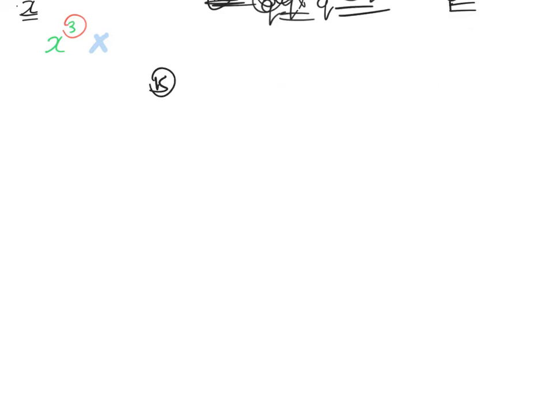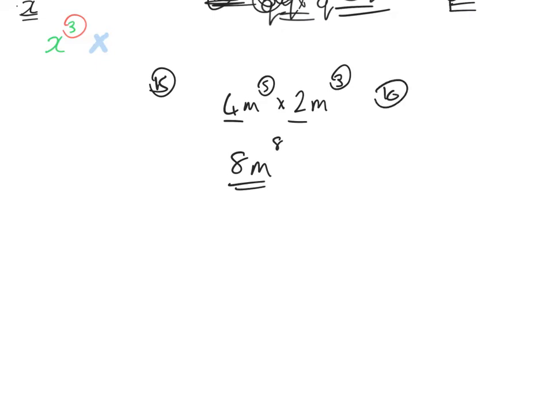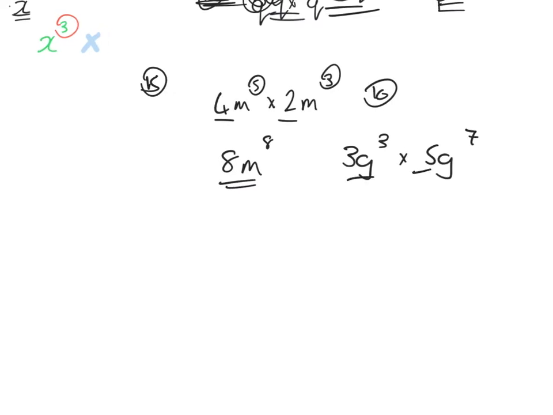Okay, example 15. 4m to the 5 multiplied by 2m to the 3. 4 times 2 is 8, but then I need to add my other powers. 5 plus 3 is 8, 8m to the 8. Example 16. 3g cubed multiplied by 5g to the 7. 3 times 5 is 15, but I need to add the powers. 3 plus 7 is 10, 15g to the 10.